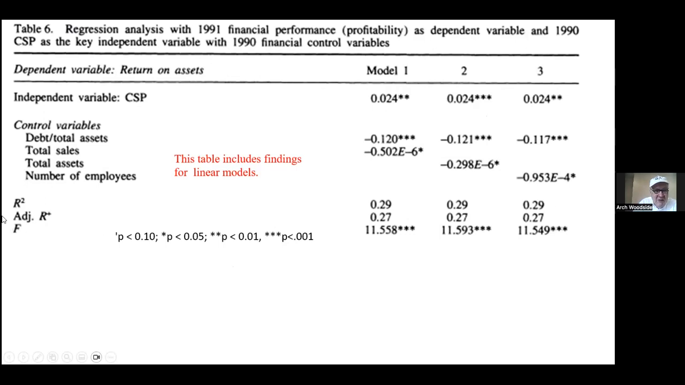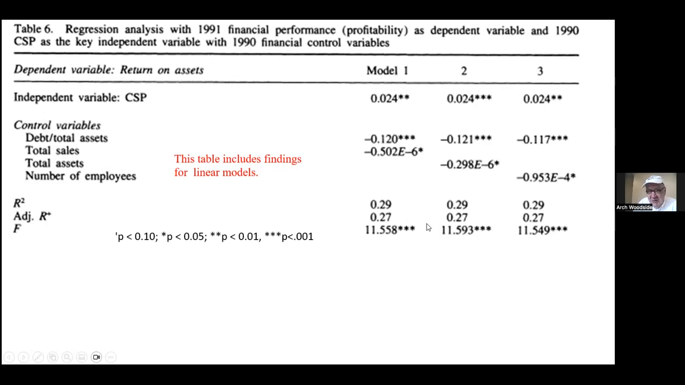And then what's called control variables: in the first model, the first two are modeled along with CSP, and then in the second model, the debt to assets plus the total assets are modeled. So we have the numbers in this table are B coefficients, and that's a weight of influence of that particular variable on the outcome, which is return on assets.